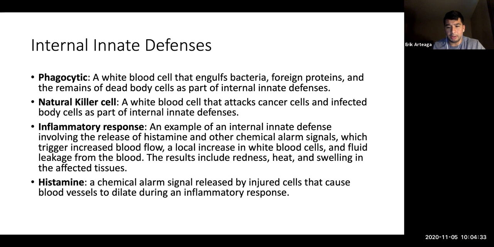Okay. Histamine, this is a chemical alarm signal released by injured cells that cause blood vessels to dilate during an inflammatory response. Okay. So histamine, again, very, very strong. We take medications called antihistamines, right? Antihistamines essentially stop that inflammation of the upper respiratory tract when we do have an allergic reaction, okay, or allergies, right?